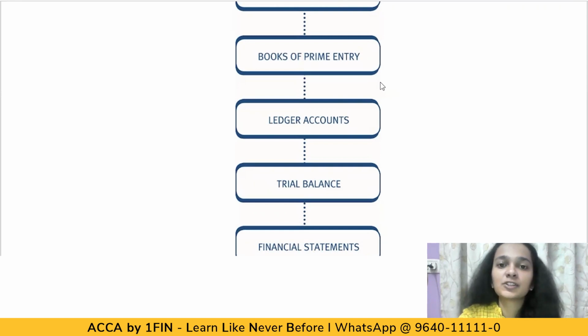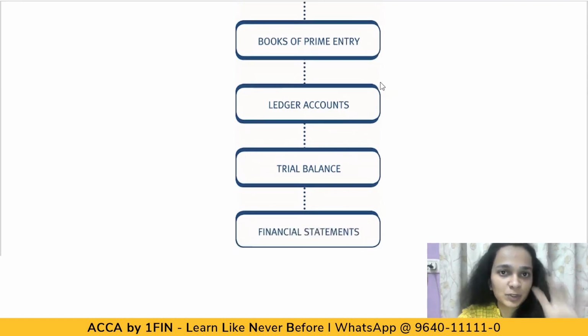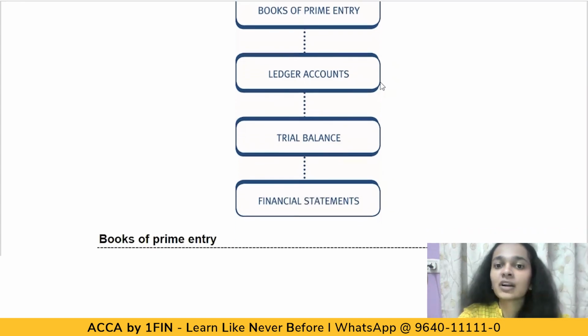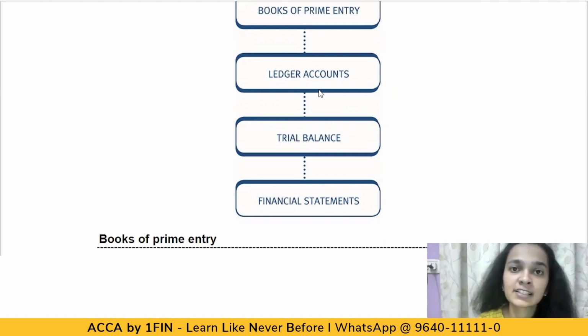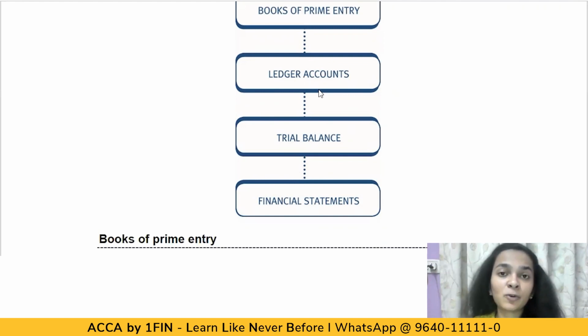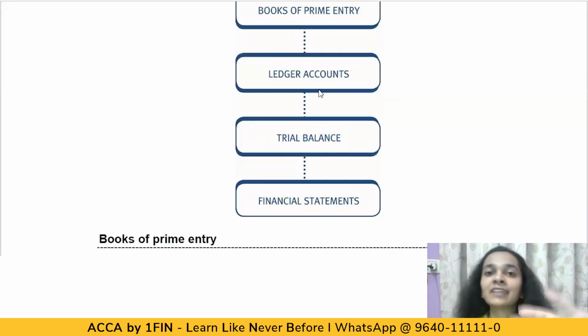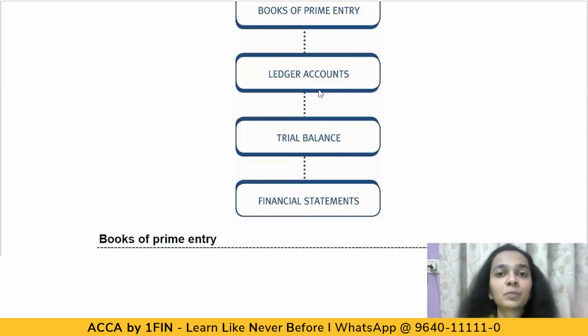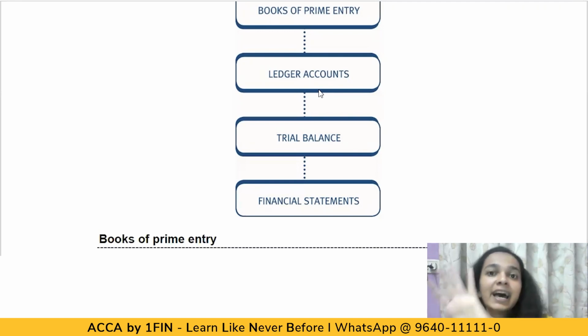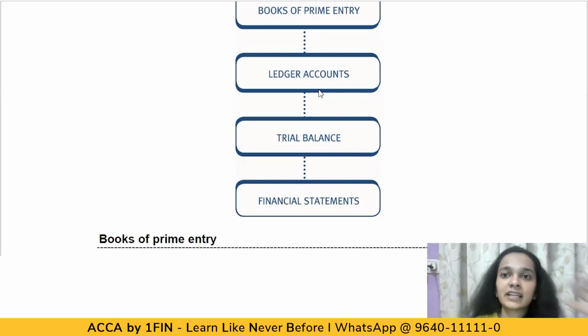So the transaction is entered into the books of prime entry. Then ledger accounts are prepared. After ledger accounts, a trial balance is prepared, and after the trial balance, the financial statements are prepared. So this is the general flow of accounting. Once the transaction happens, we record it in the primary books. Then we make the ledger account. From the ledger account, we post all the closing balances to the trial balance, and from that we make our financial statements. That's how the flow happens.